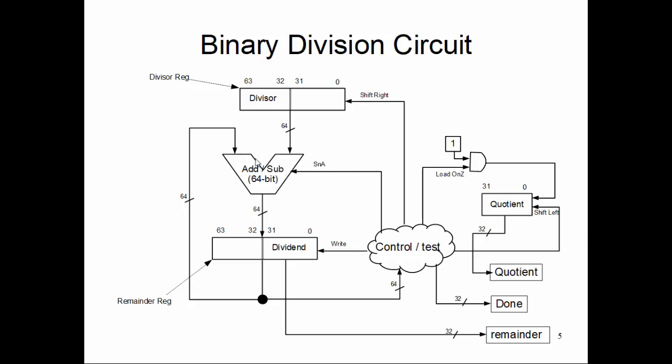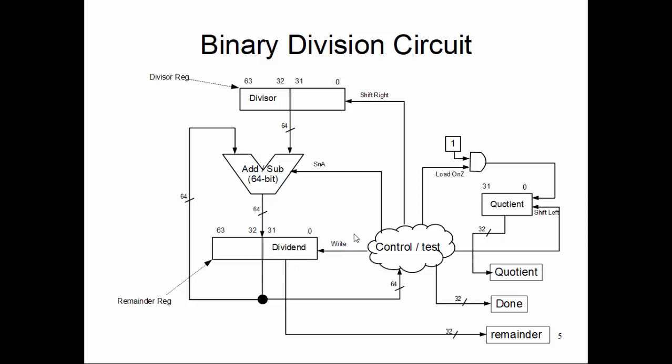This 64-bit adder-subtractor circuit has a control called S and A, where if S and A is 1, it is subtraction. If S and A is set to 0, it is addition. Addition is needed for the rollback, and the controller controls that operation code. So in the first step, it wants to do remainder equal to remainder minus divisor. So it issues a subtraction signal to the adder-subtractor, and then if this iteration needs a rollback, the controller will issue an S and A equals 0 for that rollback operation, and it issues the write signal to the remainder register at the correct step.